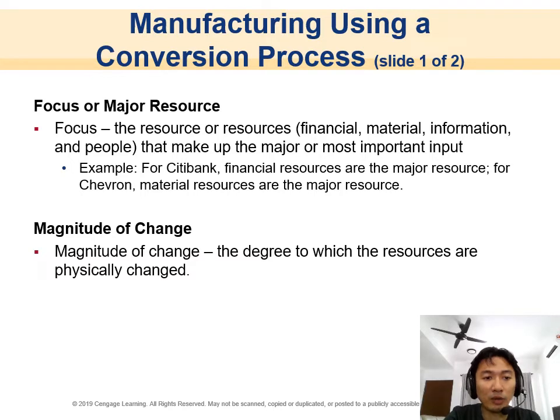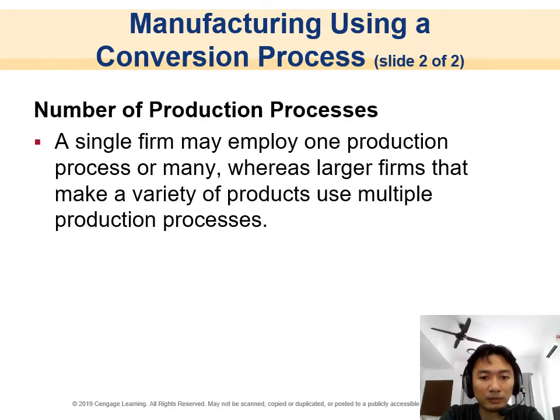When you look at magnitude of change, the magnitude of the conversion process is the degree to which the resources are physically changed. Remember again, it's the degree, the level to which the resources are physically changed. Are they being changed a little bit, or does it require a huge amount of change for us to get the output?